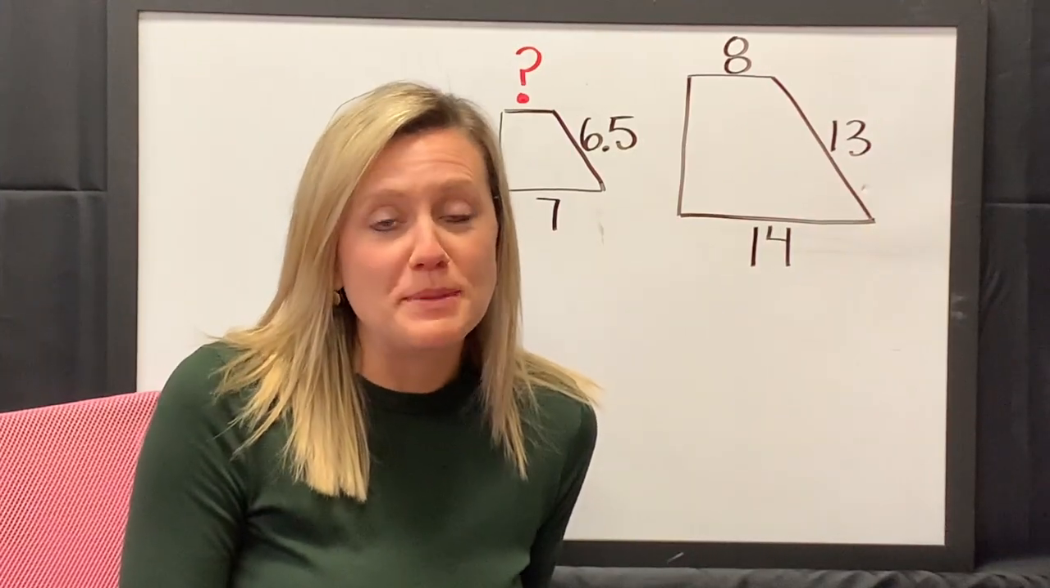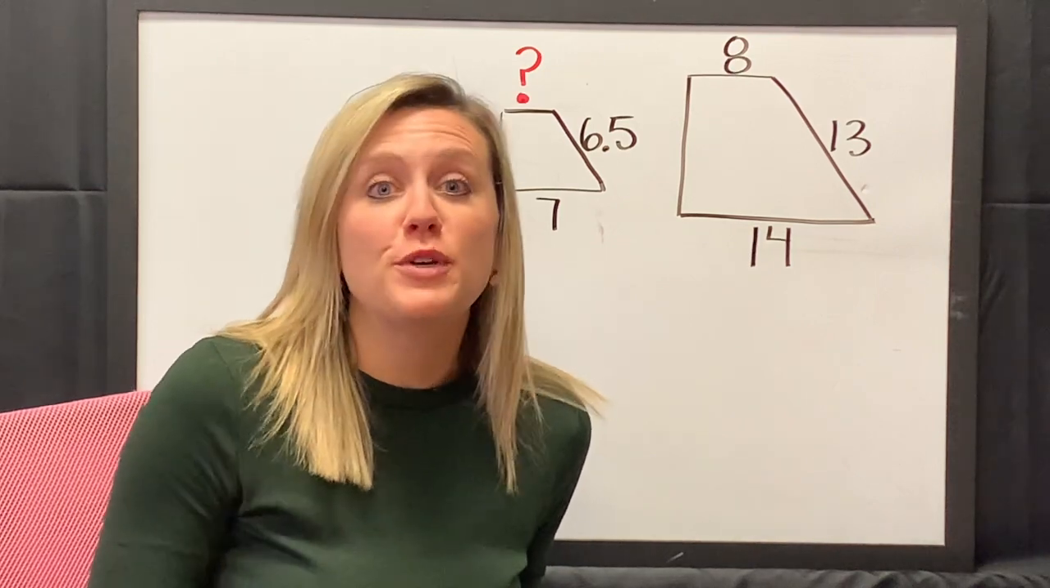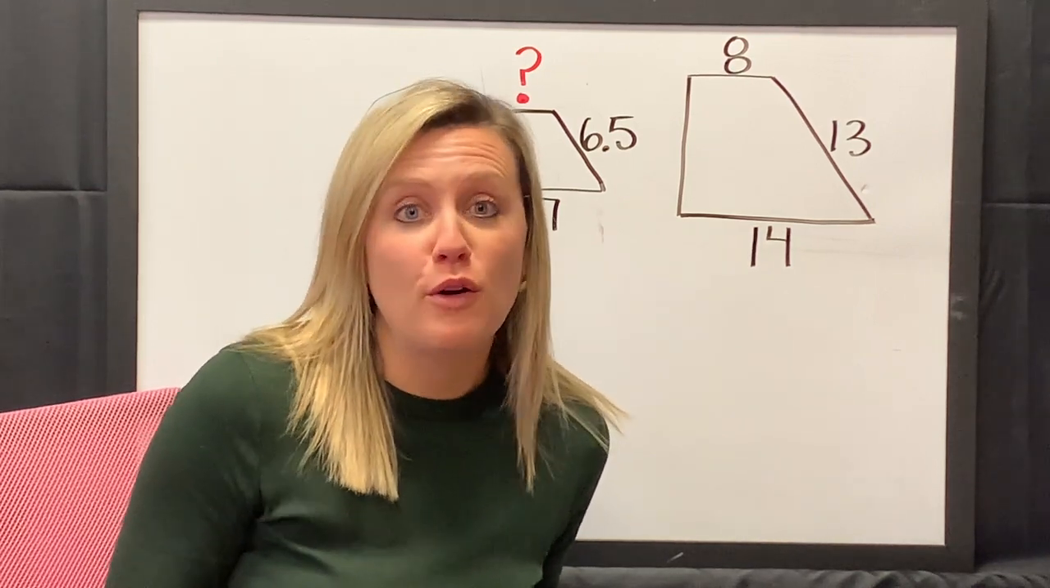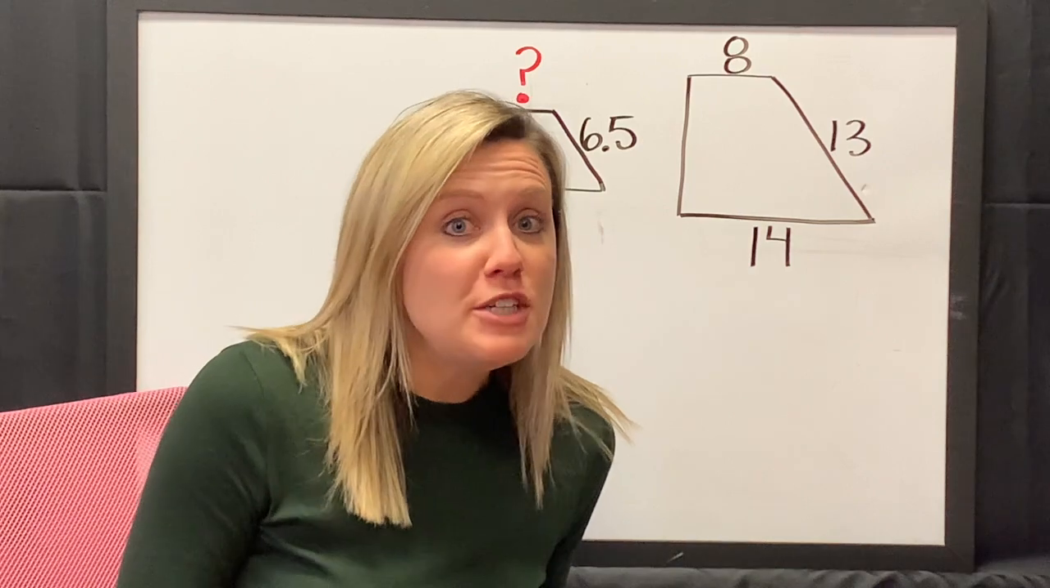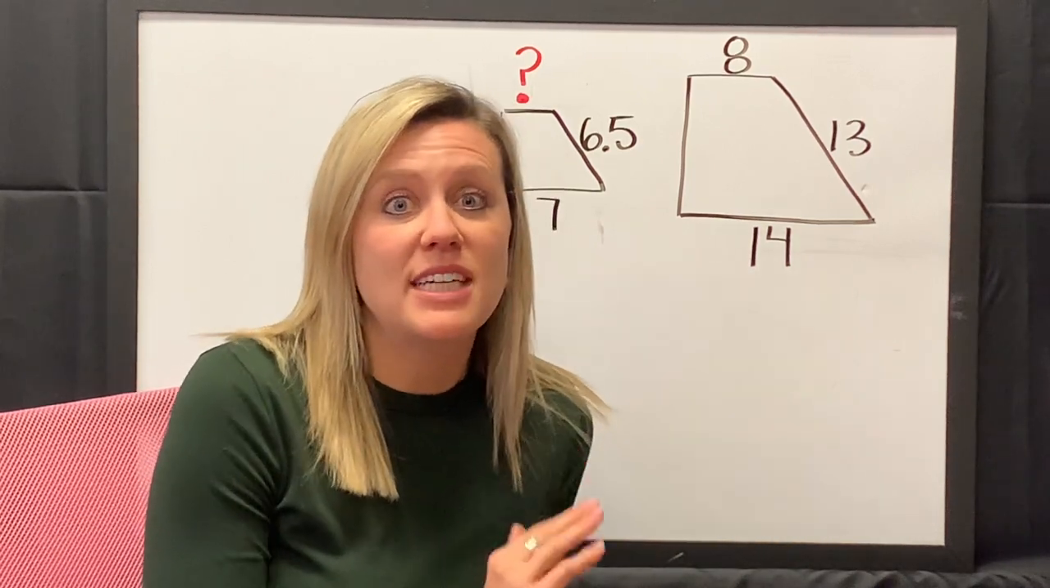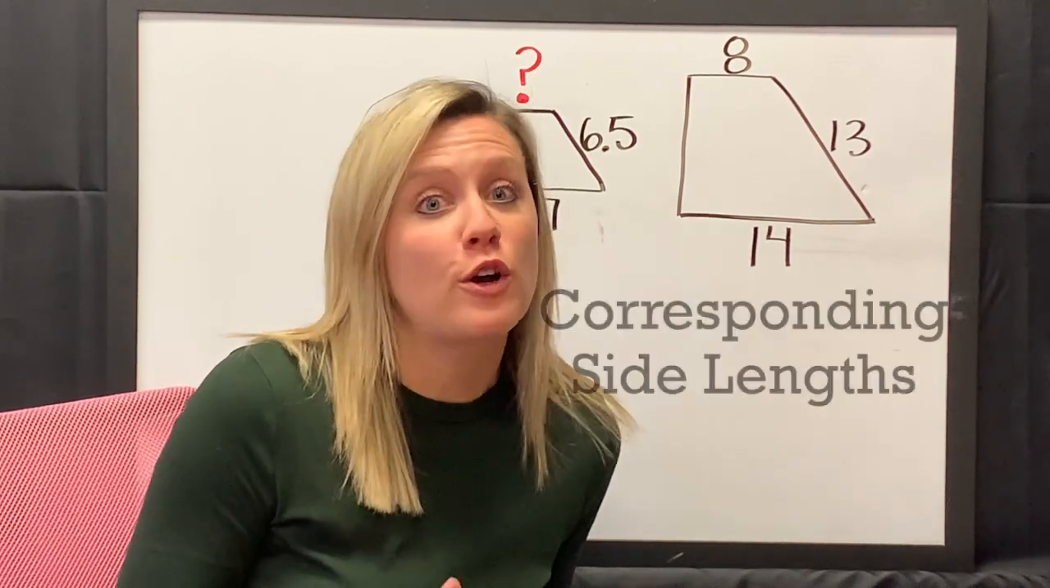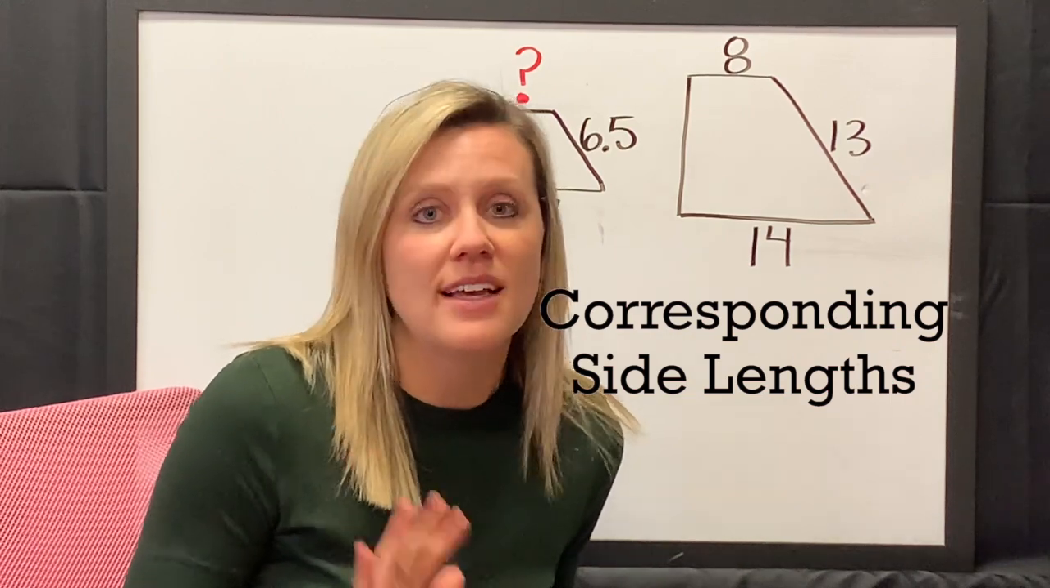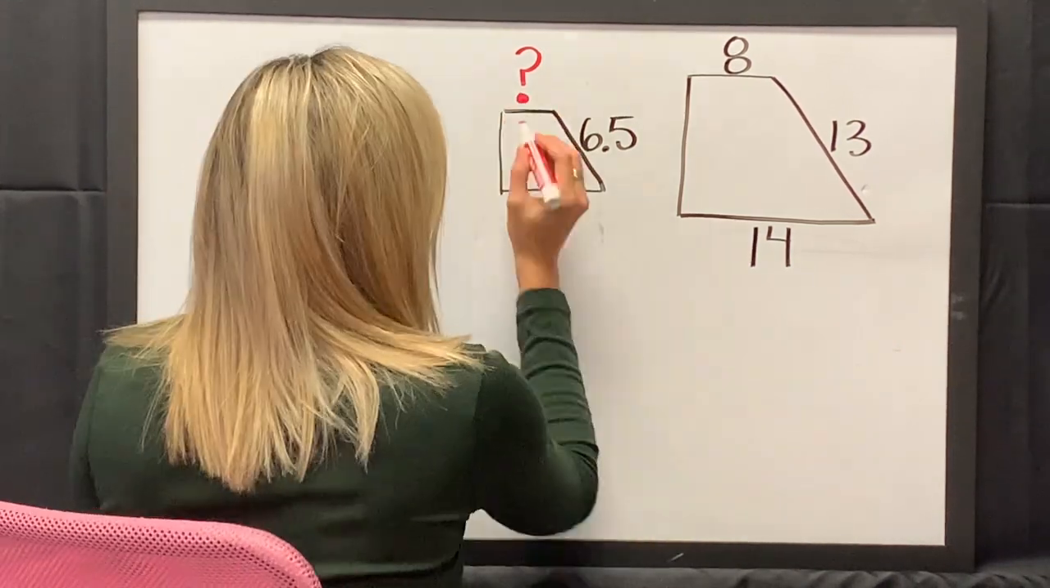We are going to talk all about how to find the missing side lengths of shapes that are similar. And I am going to show you two different ways to do that. Here we go. Here are two shapes and they are similar. So when you're looking at shapes and you know they're similar, the first thing you want to do is look at it and see which sides are corresponding side lengths. Let me show you what I mean.